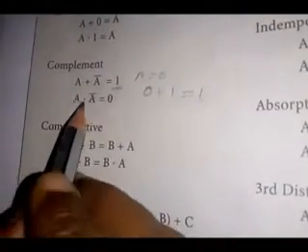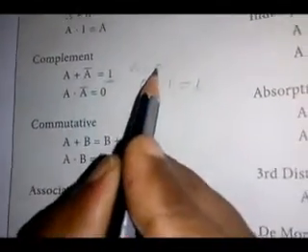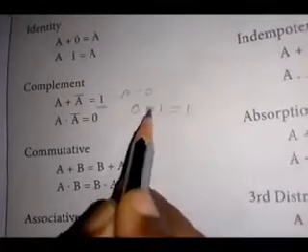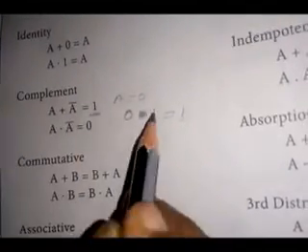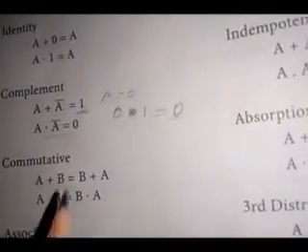Next, A into A bar is 0. For that, now I am taking A equal to 0. Here A is 0, and A bar is 1. 0 into 1, what is the answer we will get? 0. That is the thing.